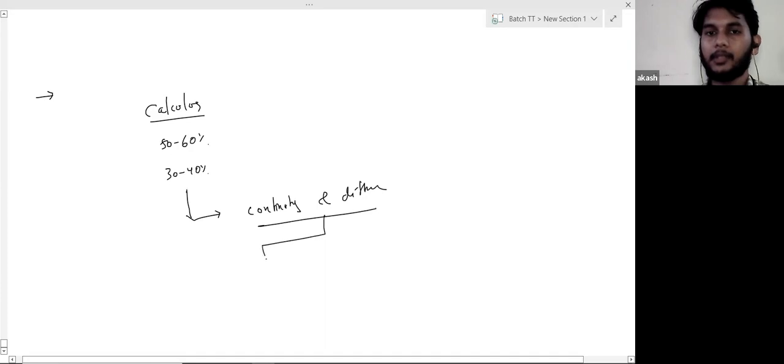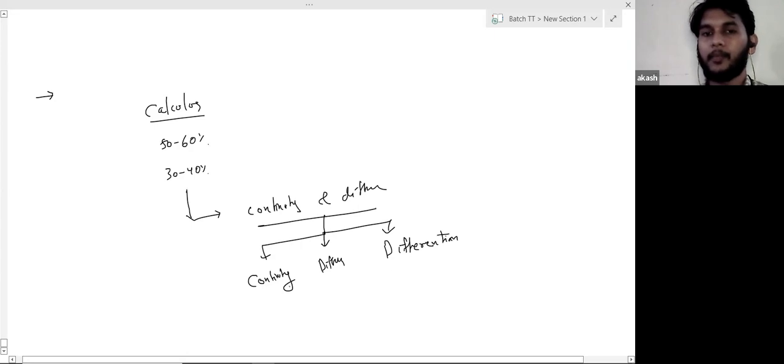All right. And the chapter continuity and differentiability, we have three parts. First is continuity of a function, differentiability of a function, and differentiation. You will get one question out of this, but most of the questions will come from this differentiation part. This thing we have completed, differentiation. Continuity we have almost finished. We are going to start differentiability today.